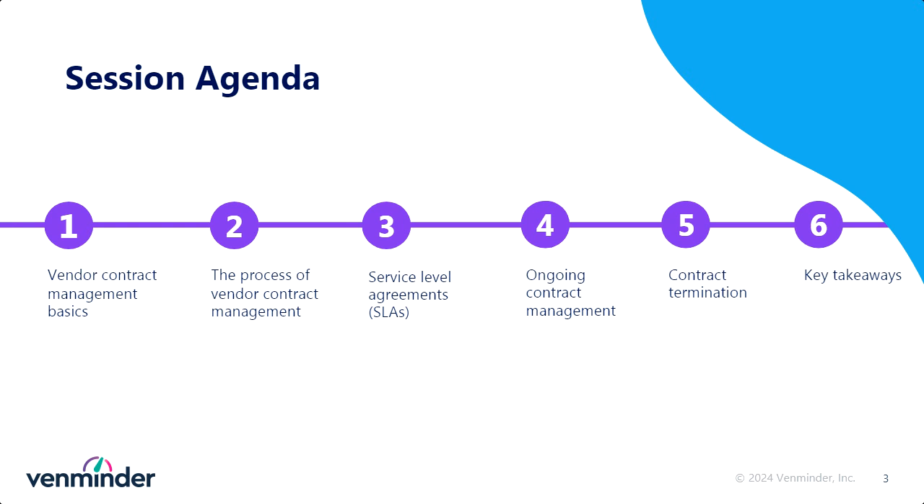Thank you, Jessie, and it's good to be here today with you. And as Jessie just mentioned, we're going to cover a few things in this session today about vendor contract management. You'll see on this agenda, I've got 6 items we're going to cover. We're going to talk about the basics. We're going to talk about some process around vendor contract management. We're going to talk about in detail service level agreements and how to manage contracts ongoing. Talk about some very important rules and things to consider with contract terminations, and then, of course, some key takeaways.